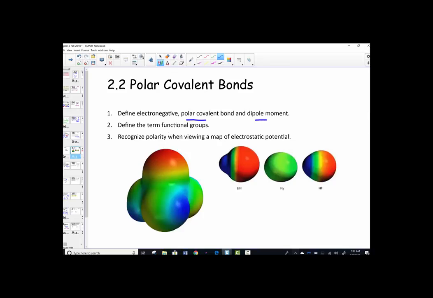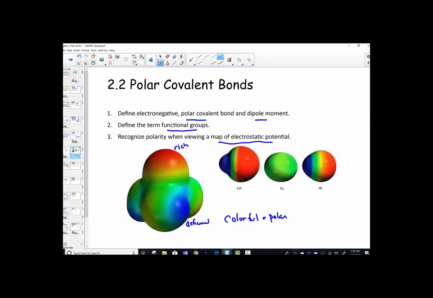We'll define the term functional group in preparation for your group work, and then recognize the polarity when we look at something known as an electrostatic potential, such as these models right here on our page. We can see the more colorful the model is, the more polar the molecule is as well. The electron distribution in the red region is very rich. The electron distribution in the blues and the greens is very deficient.